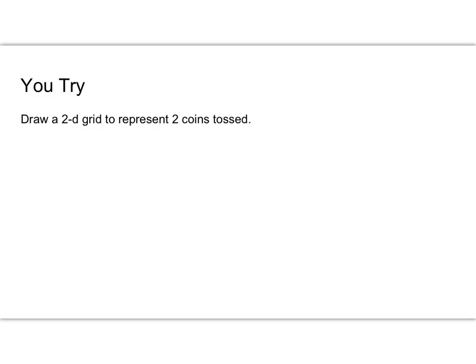All right, you try. I want you to draw a 2D grid to represent 2 coins tossed. And then show me where the representation of tossing 2 coins is getting 2 tails. Pause this and restart it when you're ready.